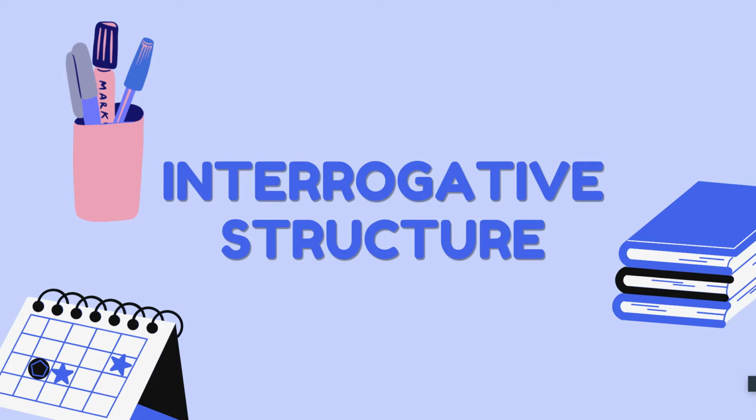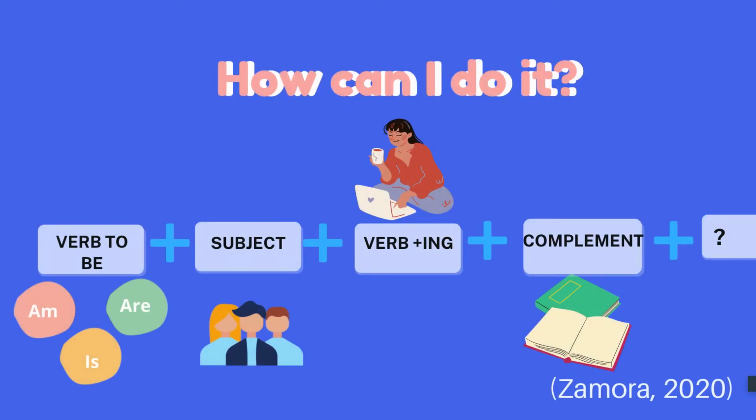It is time to know the interrogative form of the present continuous. When asking a question, we use the following structure. We start with the verb to be, that can be am, is, or are, plus the subject, plus the verb with ending ing, considering the conjugation rules, plus the complement, plus the question mark. That indicates that it's a question.